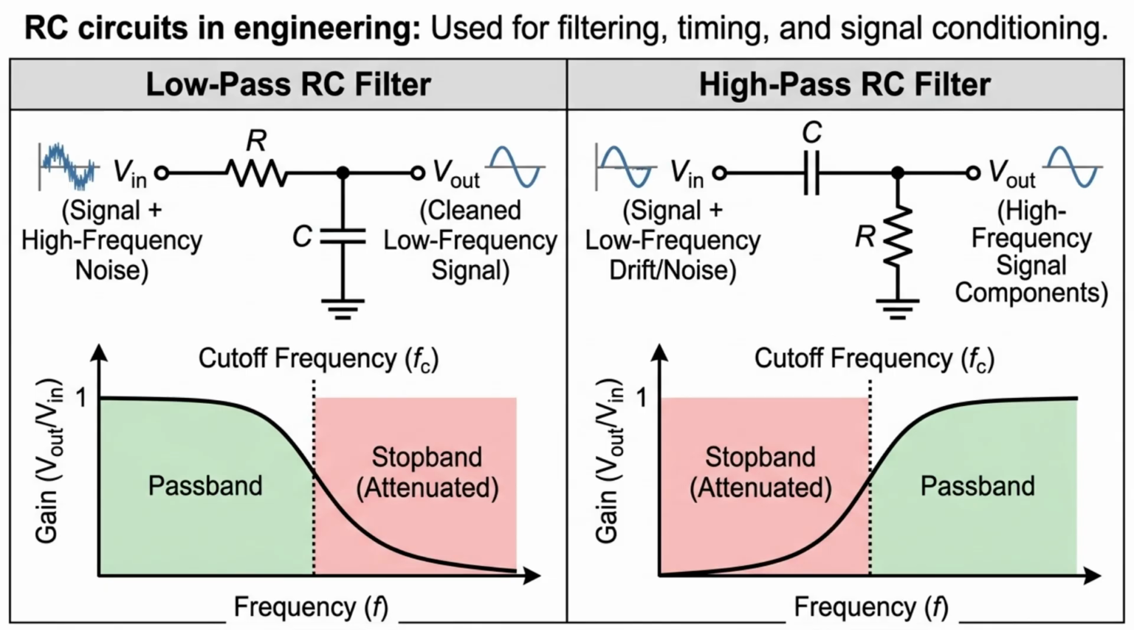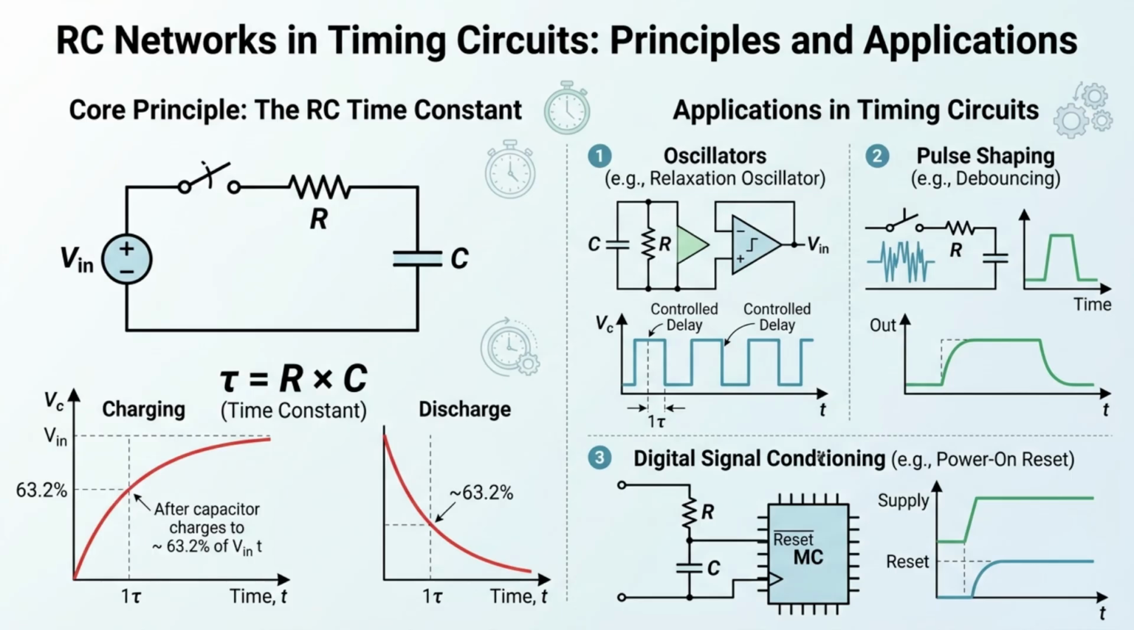In practical engineering, RC circuits are widely used in filtering, timing, and signal conditioning. Low-pass filters allow low-frequency signals to pass while attenuating high-frequency noise, while high-pass filters do the opposite. Both are built using simple resistor-capacitor combinations. RC networks are also used in timing circuits, where controlled delays are required. Applications include oscillators, pulse shaping, and digital signal conditioning. The predictable exponential behavior allows engineers to design precise timing responses without complex control systems.